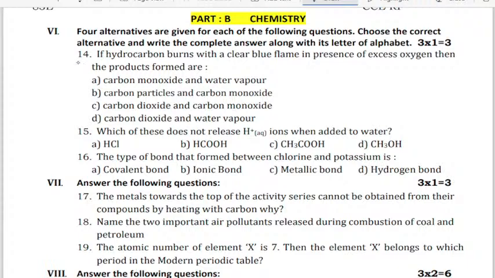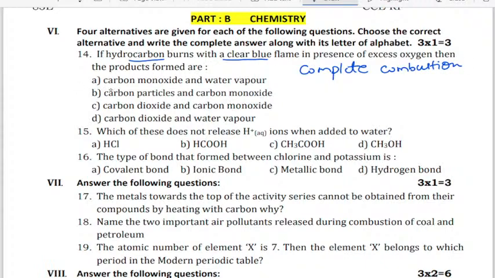The first question is, if a hydrocarbon burns with a clear blue flame in the presence of excess oxygen, then the products formed are what? So what is happening here? The hydrocarbon is burning with a clear blue flame. If it is a clear blue flame, then complete combustion is taking place. If complete combustion happens, you have to identify the products.